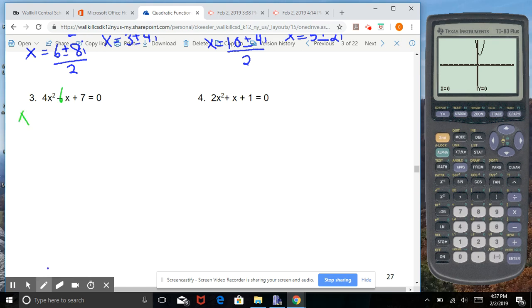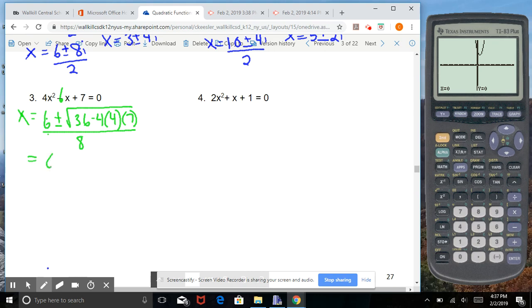So x equals negative b, so that's going to be positive 6 in this case, since it's negative 6 in the equation, because the negative and negative make a positive, plus or minus the square root of negative 6 squared is 36, minus 4 times 4, because that's the a value, times 7, because that's the c value, all over 2 times 4, which is 8.